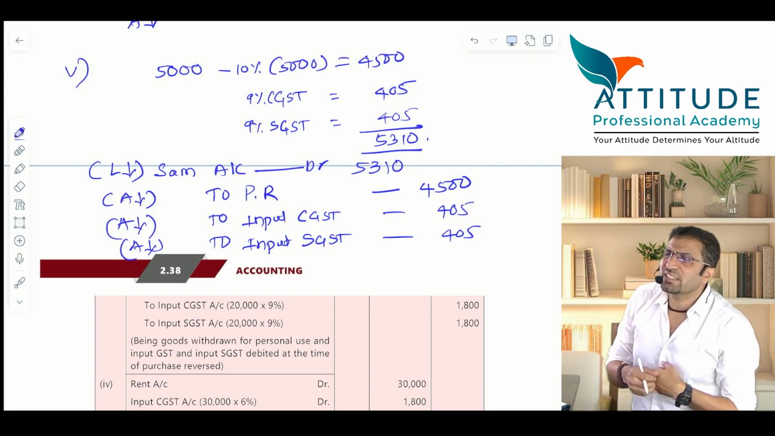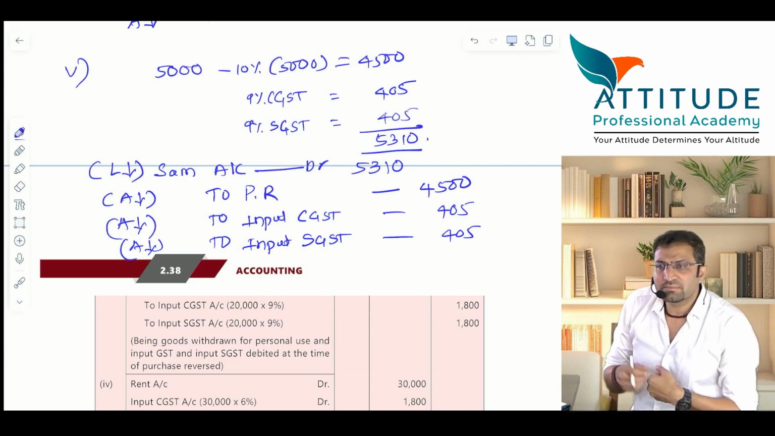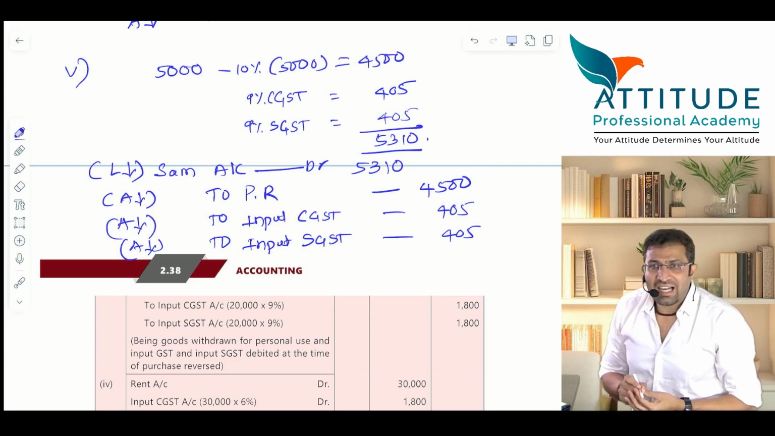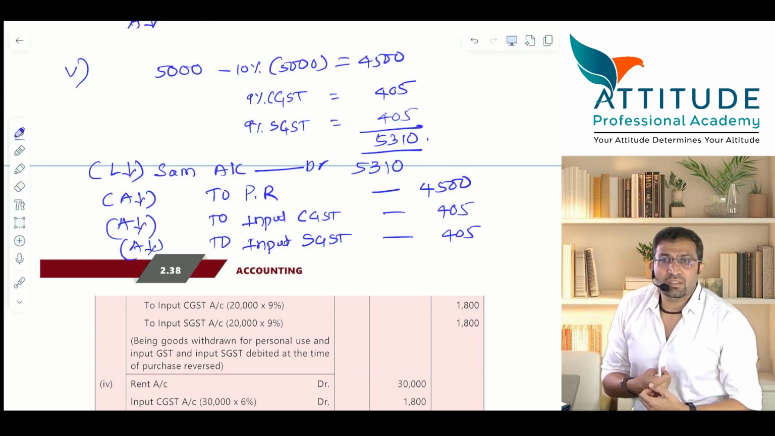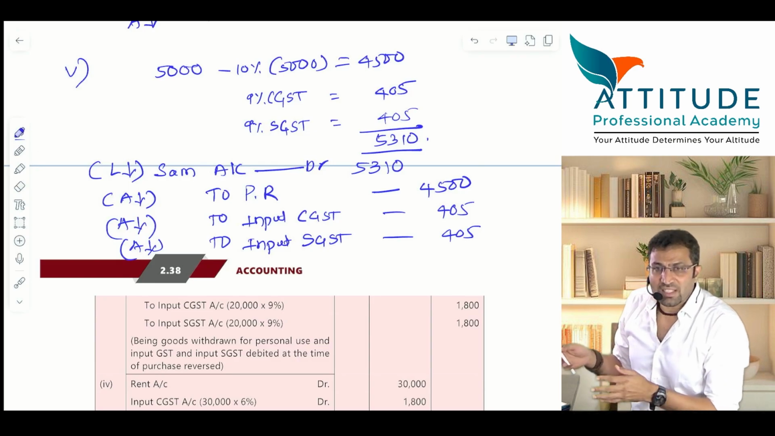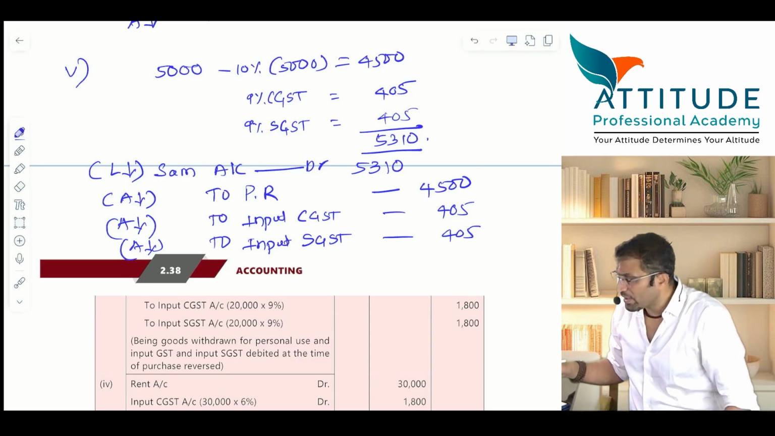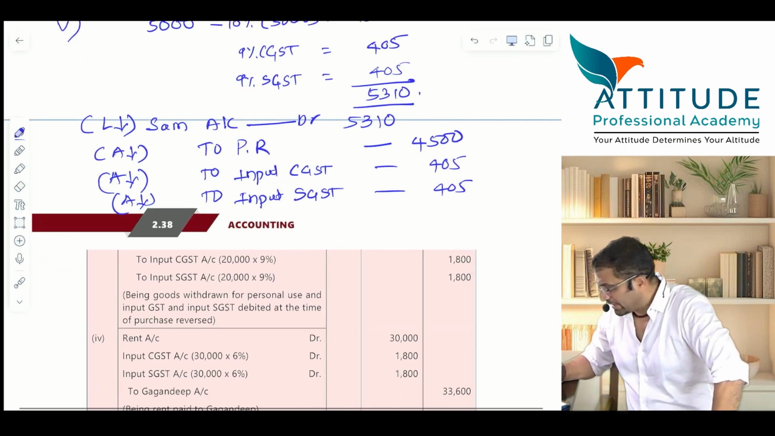Sir, why are these things not taught in the college? Half the students will fail because half the teachers, they don't know what is the concept of GST. What they're going to teach you all? Nothing.